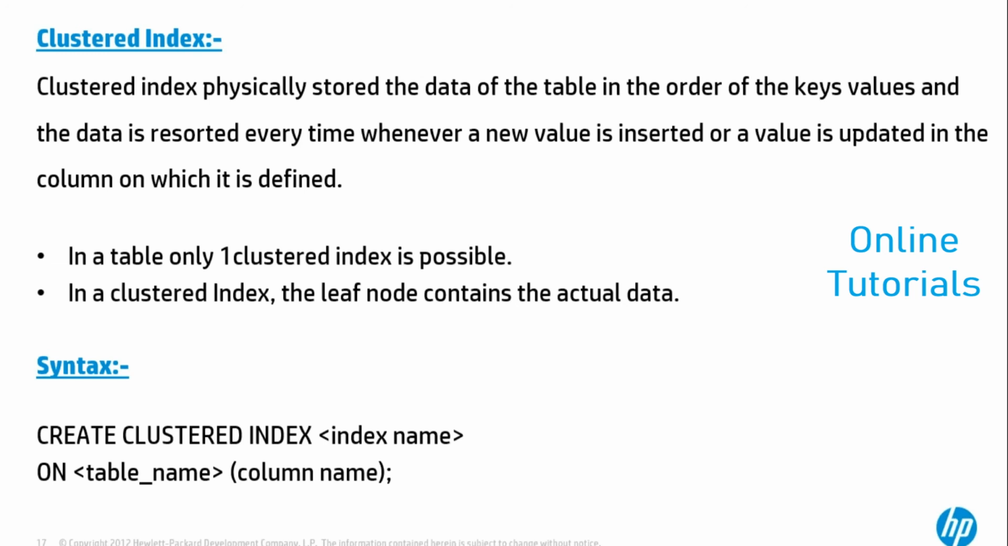You can read the definition. A clustered index physically stores the data of the table in order of the key values. The data is re-sorted every time a new value is inserted or a value is updated in the column. In a table, only one clustered index is possible. In a clustered index, the leaf node contains the actual data. The syntax is: create clustered index index name on table name, column name. You can create one clustered index, and that index will be stored on the physical disk.